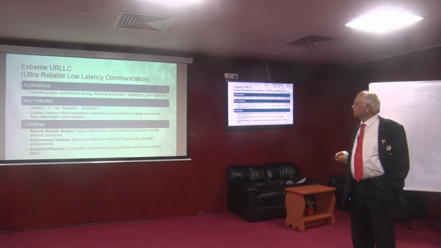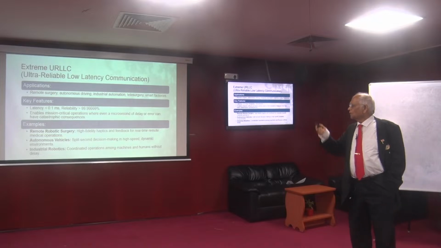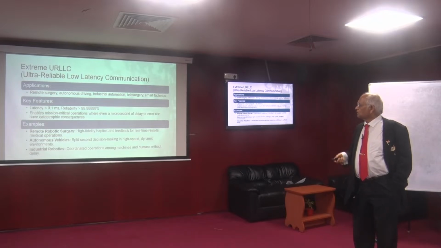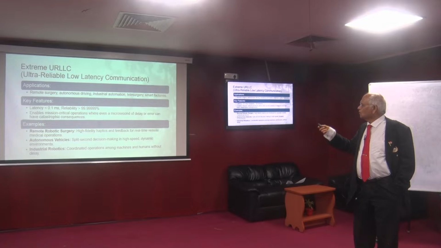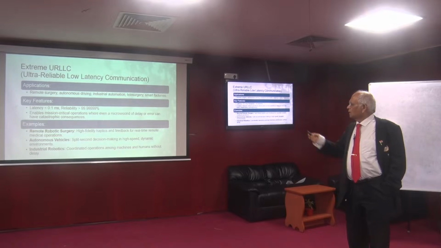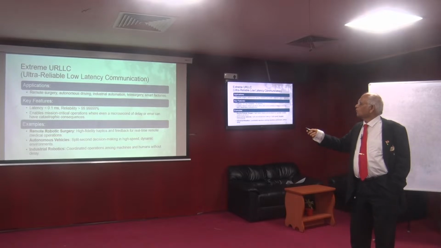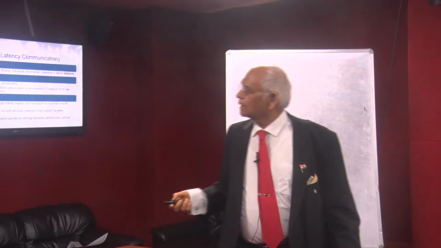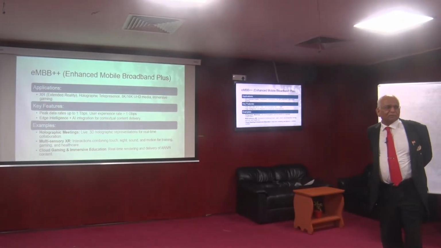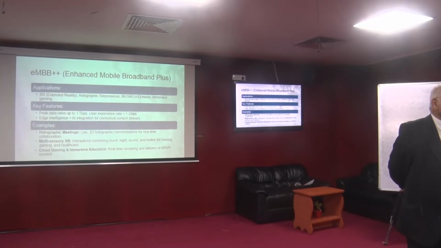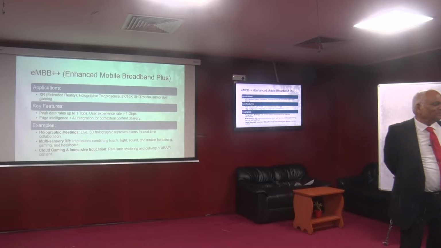Examples: remote robotic surgery, high-fidelity haptics and feedback for real-time remote medical operations; autonomous vehicles, split-second decision making in high-speed dynamic environments; industrial robotics, coordinated operations among machines and humans without delay. Did I write humans without delay? I'm trying to understand this sentence. Coordinated operations among machines, machine and human. So communication between machine and human without delay. So enhanced mobile broadband plus. You were correct, you told the eMBB. I was not 100% sure, but now I can read it. You were correct.